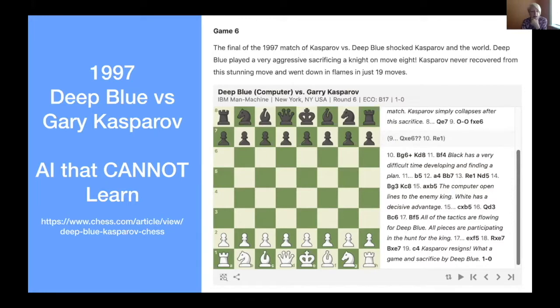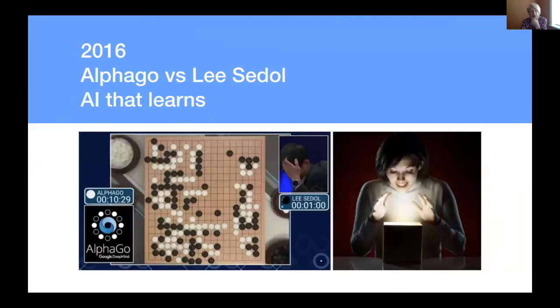And we then realized that we weren't actually close to creating a really generally intelligent machine. And then, of course, the moment that you'll all know about, when AlphaGo beat Lee Sedol. And of course, this was deep learning and machine learning. So we know that we can build systems that can not only play games to a very high level, but systems that can learn and improve and improve and improve.